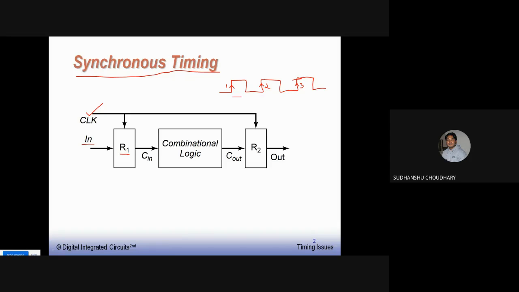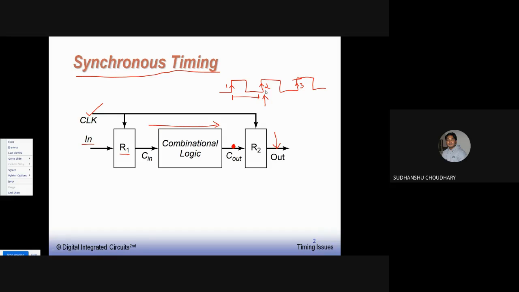Then during this part of the clock, I want the data to traverse through this combinational logic block, and this block should process the data completely, and the processed data should be available at the input of register 2 at the second edge. That is, at the second edge I want the processed data to be sampled by this register, and after sampling the data should be available at the output. So the data is input to this register at the first edge, and output from this register at the second edge. In a synchronous circuit, I would like the circuit to behave like this.